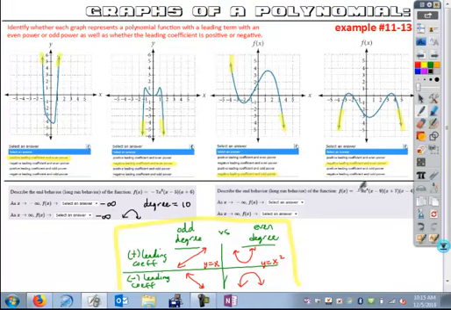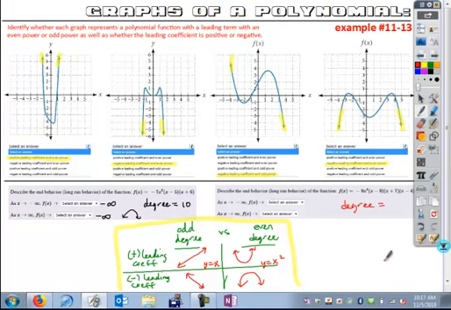Okay, I want you to try that same idea with this second example. See if you can identify what's happening to the end behavior using that arrow notation of is it approaching infinity, negative infinity, or 0? And it will be your options from the drop-down.